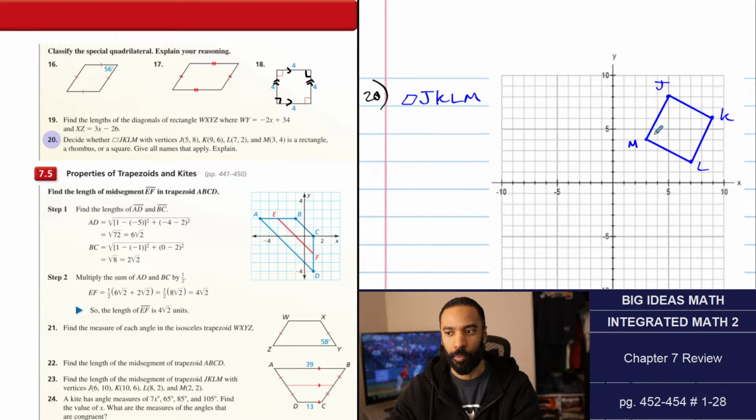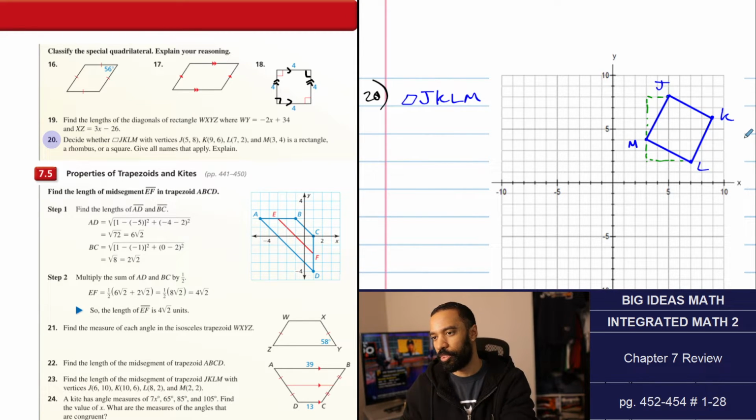Boom, that would make it a rhombus. A parallelogram with a right angle would be a rectangle, because then opposite angles would be congruent, consecutive angles would be supplementary, things like that. It would be a rectangle. I just need to really do one set of tests here. And honestly, this is it. Let's test the slope from M to J and the slope from M to L.